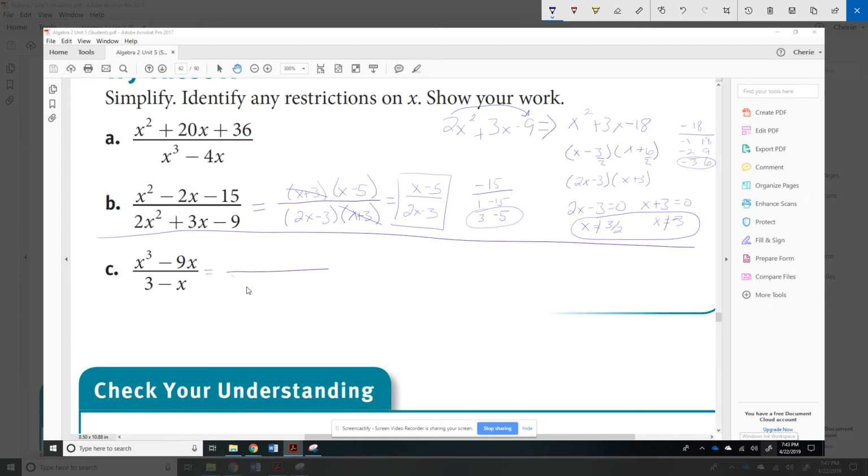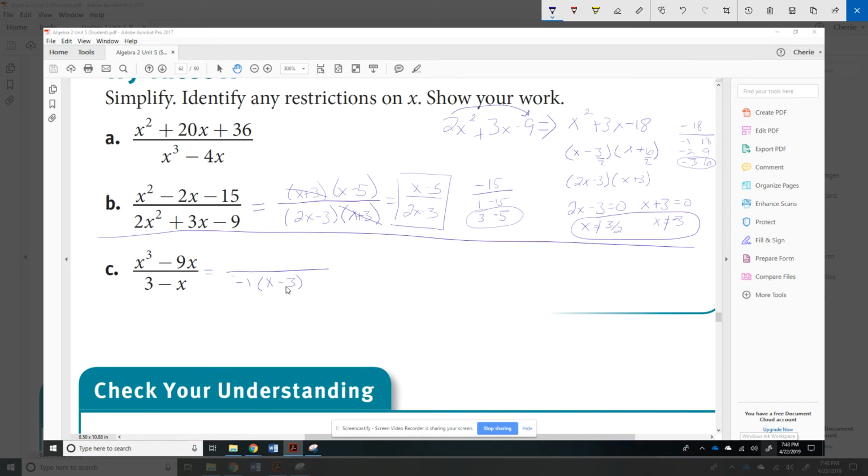The denominator is 3 minus x. Anytime my x is negative, factor out a negative 1. Why? Well, it makes it prettier. We like our x's to be positive, and so we factor out a negative 1 just because we're used to writing our x's like that.